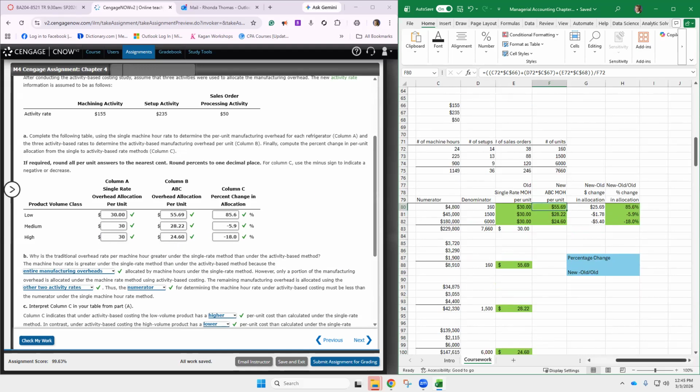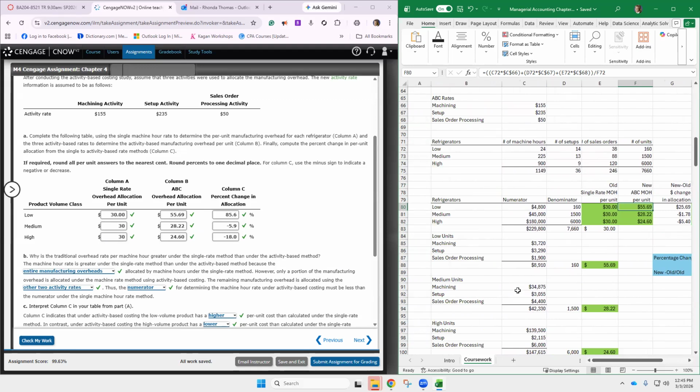Now we're ready for the medium volume, which is right here. First thing we're going to do is take our 225 hours times 155,000. Then we take our 13 setups times 235 and our 88 sales orders times $50 each. And all three of those activities get added together with 42,330. And then it gets divided by the units.